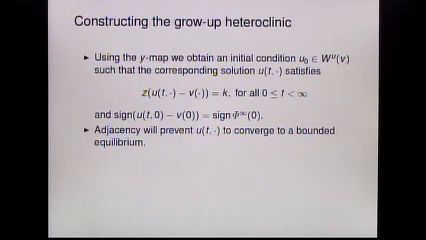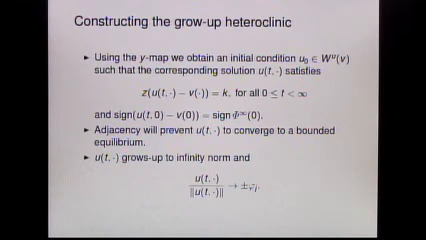So we use that to prove that this solution u will not converge to a bounded equilibrium. If the solution u will not converge to a bounded equilibrium, this basically means that the solution u will be a grow-up solution. So our candidate of heteroclinic connection to connect this equilibrium are in fact a grow-up solution. So what we need to do is to prove that the solution u will actually converge to infinity to this object here that corresponds to the integer k and therefore to the eigenfunction phi k.